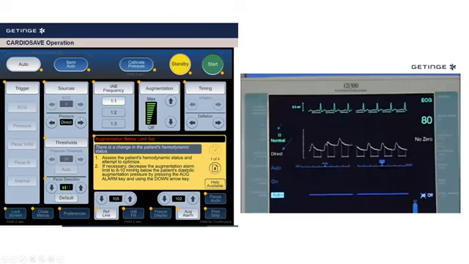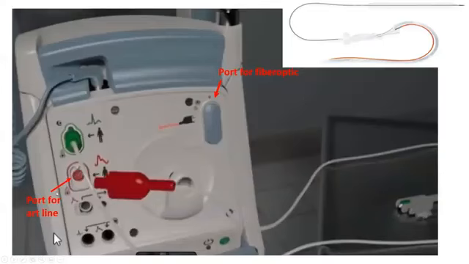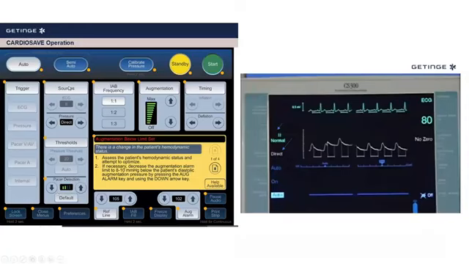Okay? And this is, by the way, if you have fiber optic and you want to force the machine to use your arterial line, you can go to sources. The balloon pump defaults to what we call direct, which is the fiber optic. But if you don't have fiber optic, it will default to what we call exterior, EXT, which is your arterial line, or you can force it to go to exterior line.